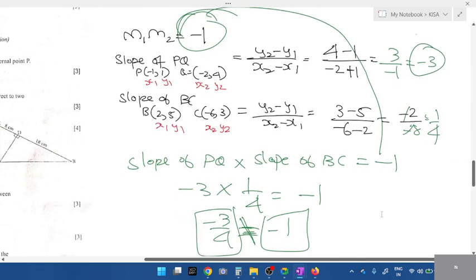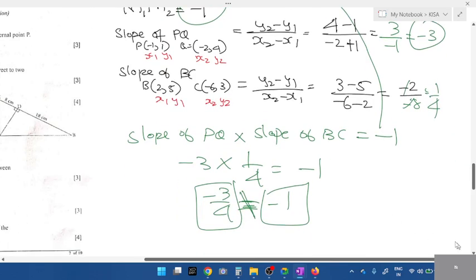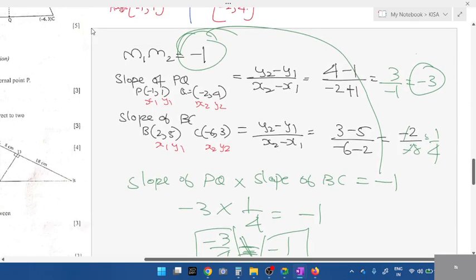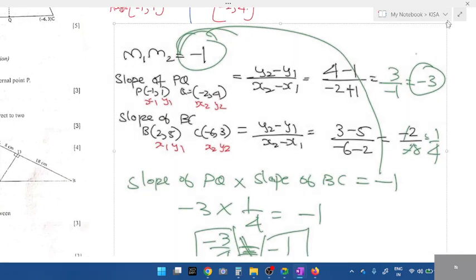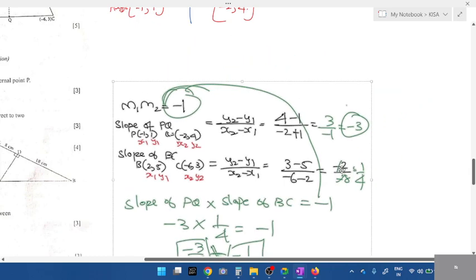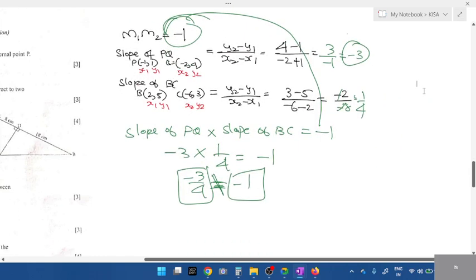That's it. And don't get confused in the exam. Whatever answer you get, according to that, you write the statement. Therefore, PQ is not perpendicular. Line PQ, we are talking about the line PQ, is not perpendicular to line BC. This is the answer.